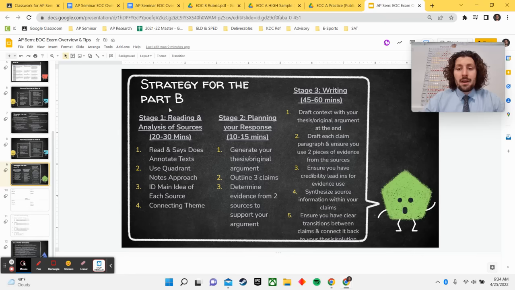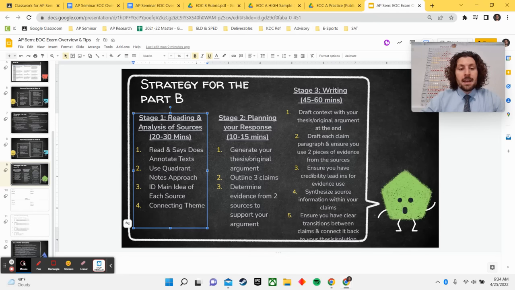So, like I said before, it's an hour and a half for the entire exam. For Part B, what is recommended is around an hour and 20 minutes to an hour and 30 minutes. So the stages and the approach that I would take to move through Part B are as follows. The first stage is reading and analysis of those sources.